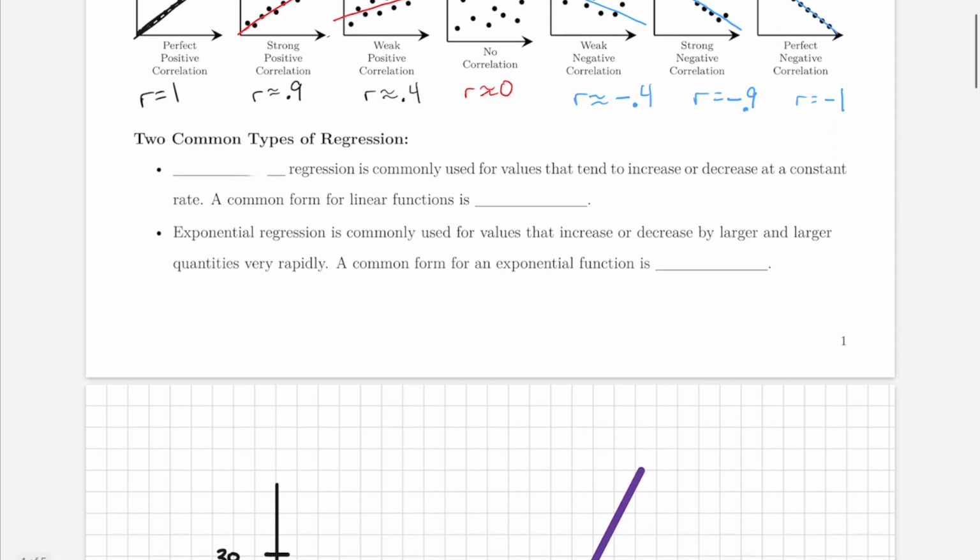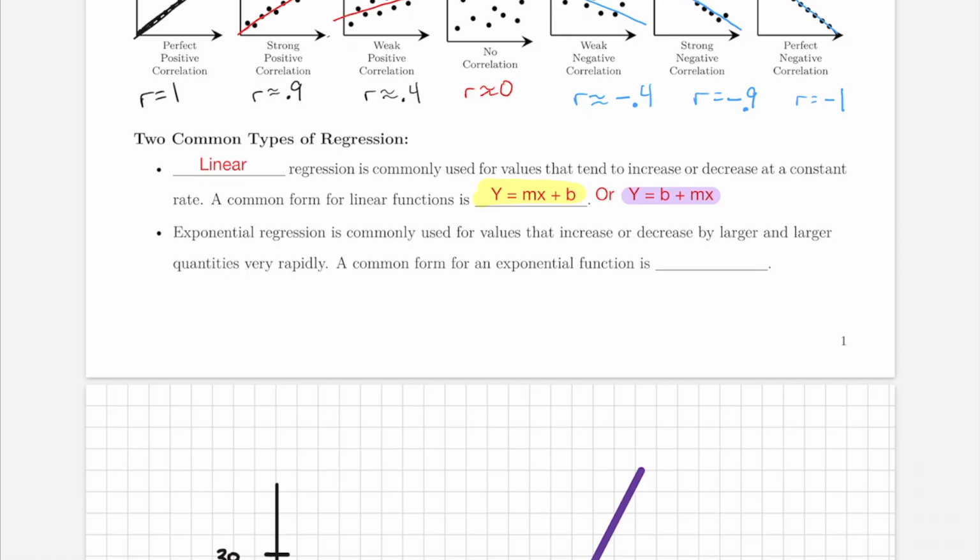Now, up till now, we've really only talked about linear regression. Linear regression is commonly used in values that tend to increase or decrease at a constant rate, and they would have a slope. You've learned y equals mx plus b, and if we're using Desmos, that's how our equation is going to be given to us, in the form of y equals mx plus b. If you take another intro to statistics class, a lot of times we tend to write those as y equals b plus mx. They just start with the y-intercept and change from there. Honestly, it doesn't really matter. It's just that in different classes, we do different things.